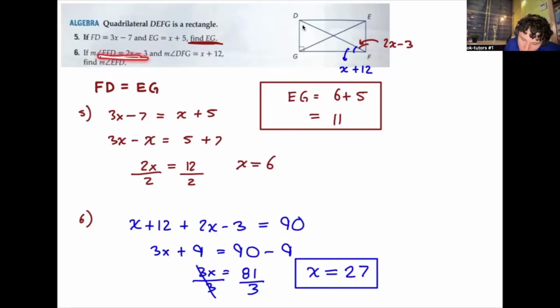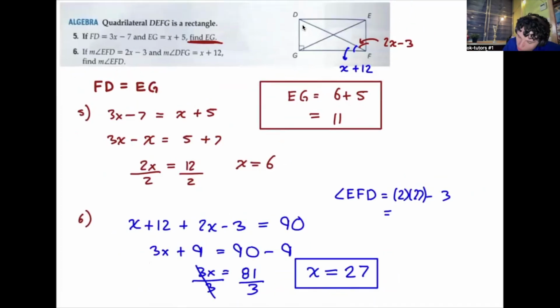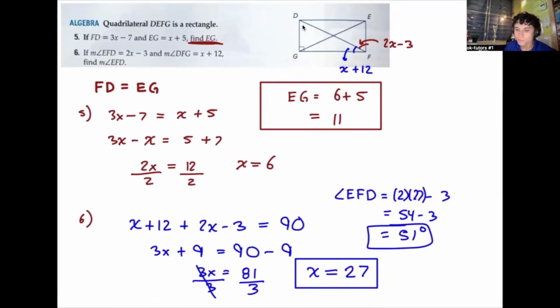So EFD is 2x minus 3. Instead of x, we put 2 times 27. This equals 54 minus 3, and this equals 51 degrees. Angle EFD is 51 degrees.